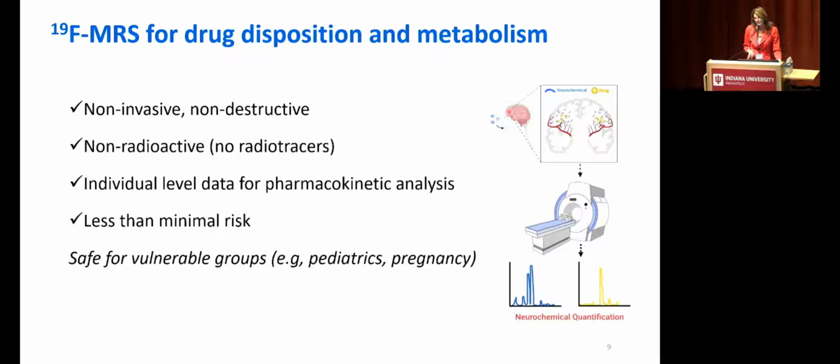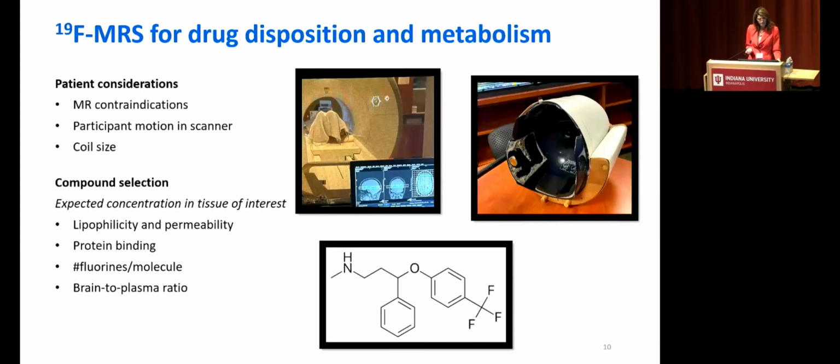It's also non-radioactive. We're not radio labeling any chemicals here. It's essentially just leveraging the fluorine that's already within the molecular structure. And it allows us to look at individual level data for PK, and it's a less than minimal risk procedure from a human subject's protection perspective, which makes it a safe option for vulnerable groups like pediatrics and pregnancy.